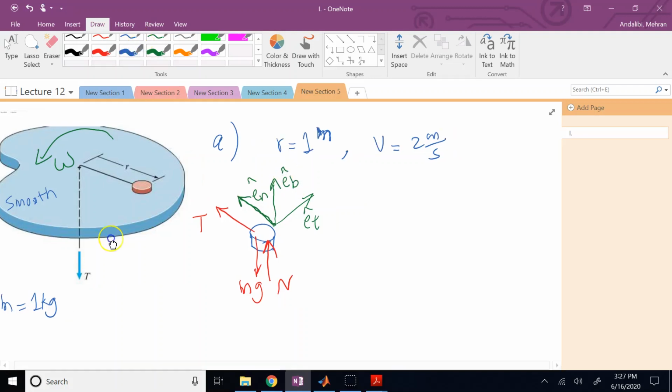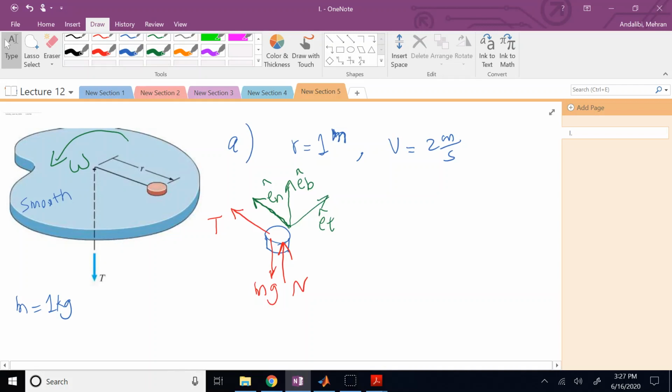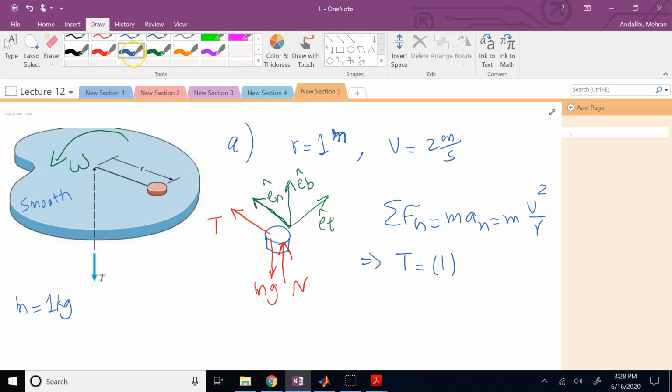So all I need here is to apply the governing law, the second law of Newton, in the n direction, which says sum Fn is equal to m a_n. And here the only Fn you have is T. M is 1 kilogram, and you know a_n from your previous chapters, it is V squared over rho, or in this case R, right? So it is going to be 2 squared over 1, so you're going to get 4 Newton. You need 4 Newton of tension to make it happen.